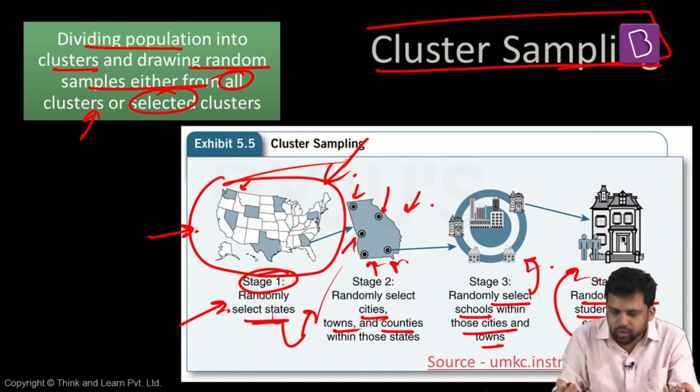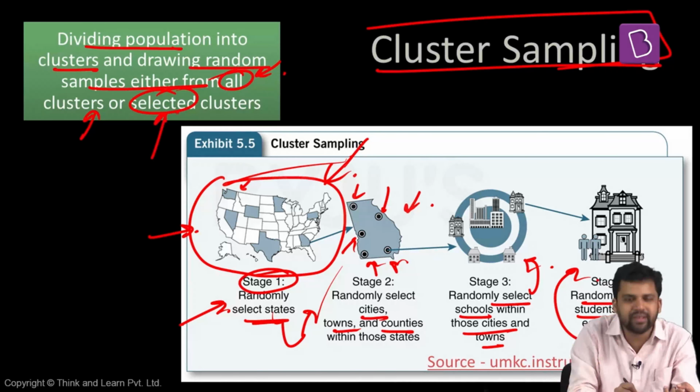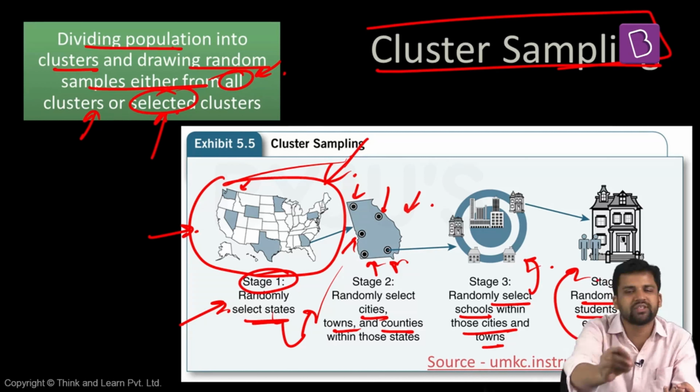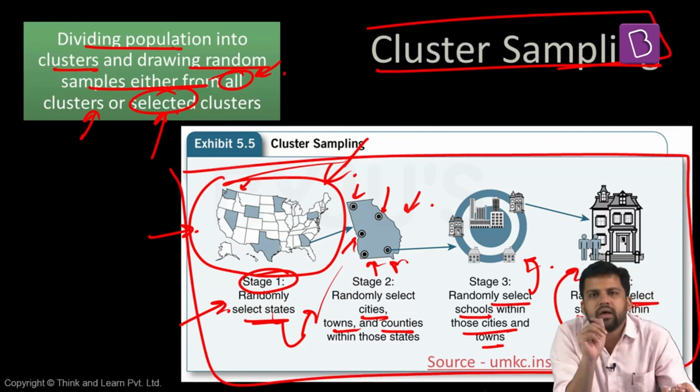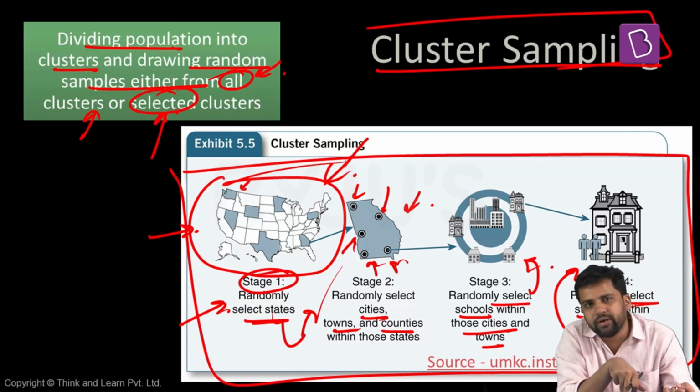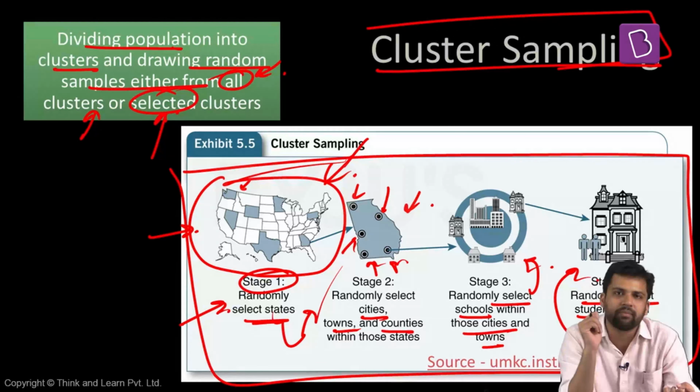It depends on the researcher whether he wants to take all the students, at least 2 students or 3 students from each of these clusters, or the researcher might decide on a few clusters and from those clusters take the students and study them. So this is called the cluster sampling method. Now, you might have a question: what is the difference between a cluster sampling method and a stratified sampling method? We just saw the stratified sampling method, right? What is the difference there?